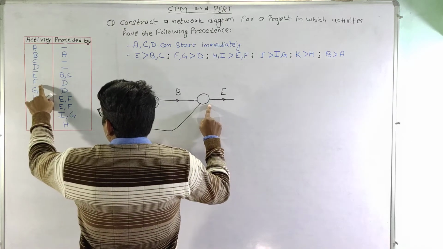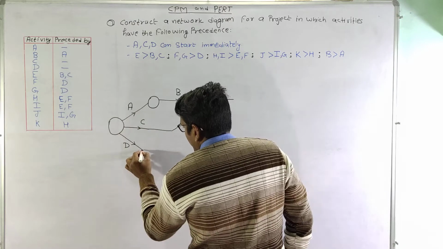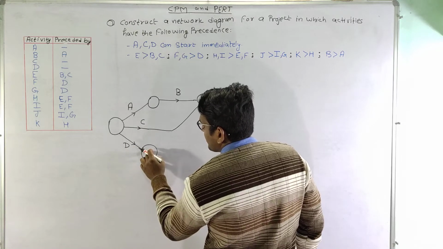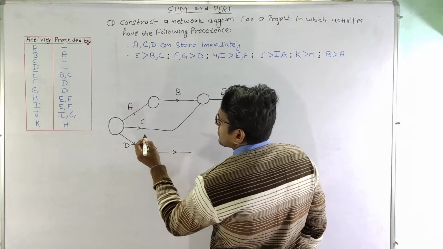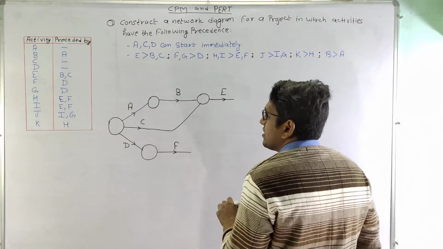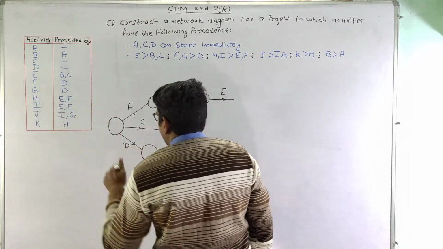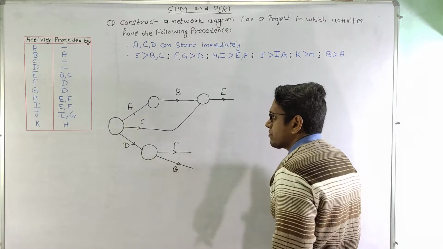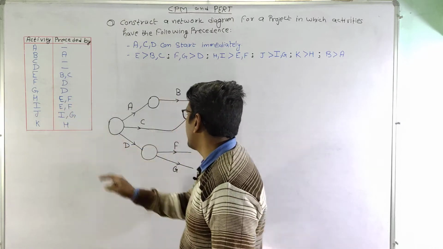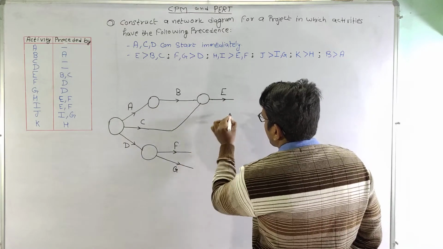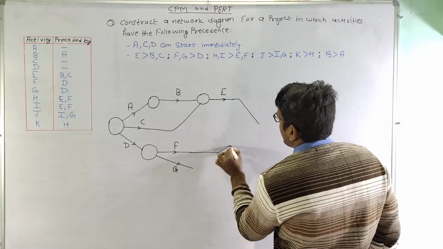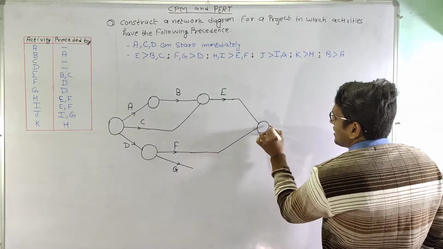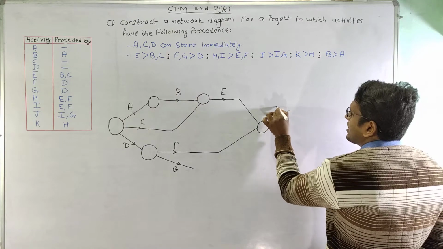Now activity F is preceded by D only. So we can end the activity D here, and at this node activity D only is completed. So we can start activity F here. So activity F is here. Similarly, activity G is also preceded by D only. So activity G is also started from the same node. Now activity H is preceded by E and F. So this is E, this is F. We will converge these two activities, and at this particular node activity E and activity F are completed, hence activity H can be started. So this is activity H.